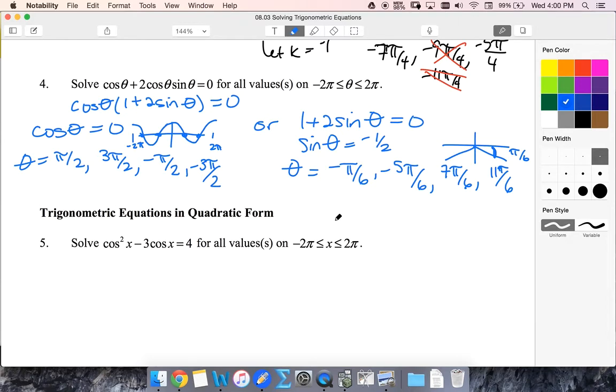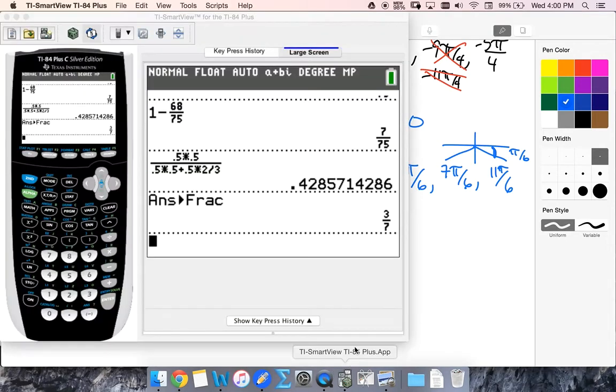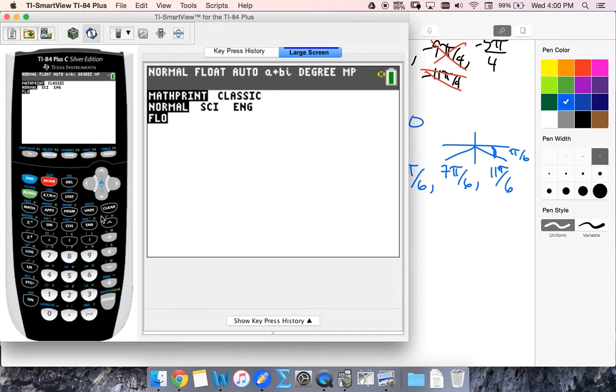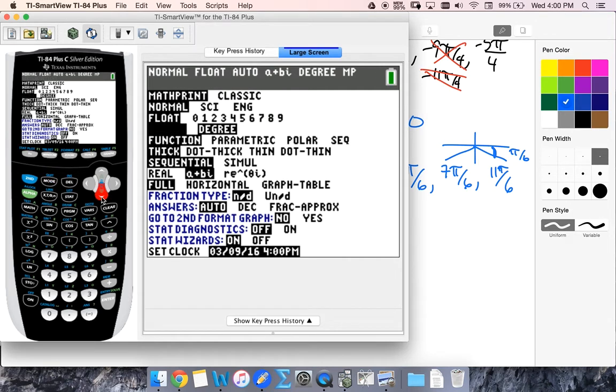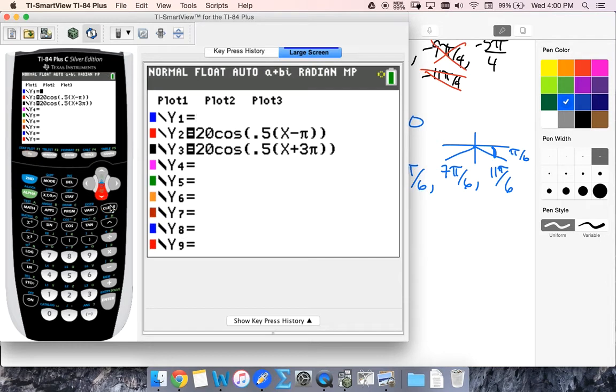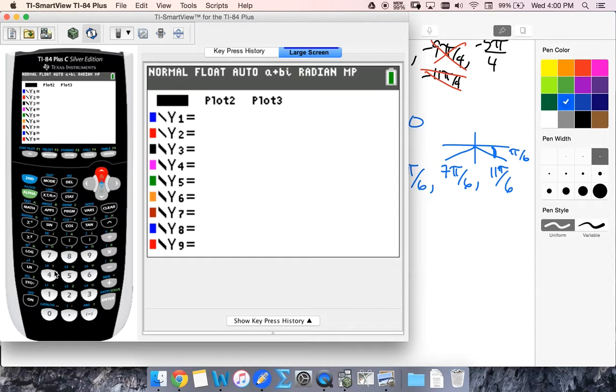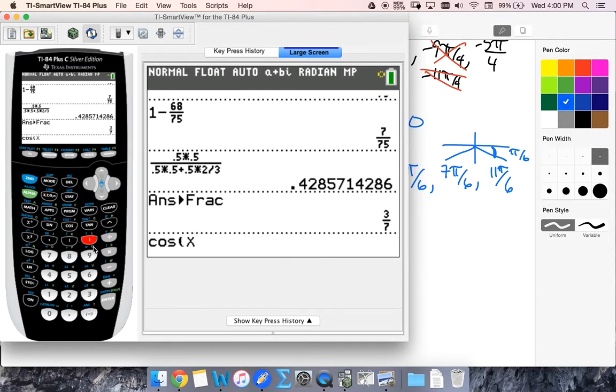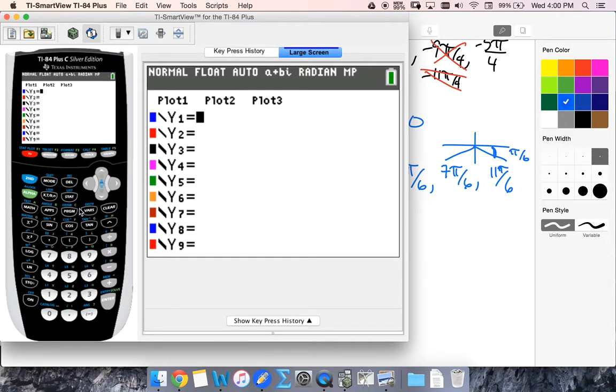If I wanted to think about it graphically, I could do that. So I'm going to make sure that my mode is in radians. And now I'm going to put in my equation. So we've got a bunch to get rid of here. All right, so we've got cos theta plus 2 sine theta cos theta.